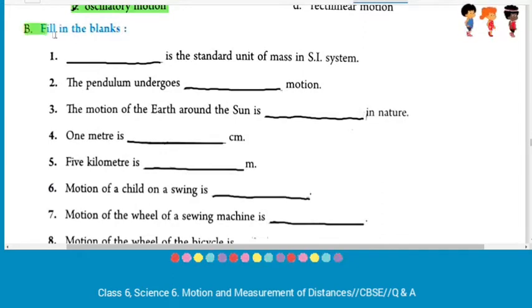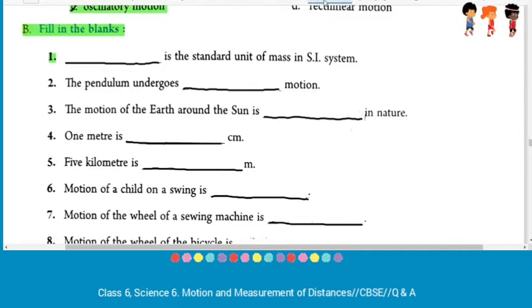Section B, fill in the blanks. First one, the dash is the standard unit of mass in SI system. Kilogram is the standard unit of mass in SI system. Kilogram is the answer. Second one, the pendulum undergoes dash motion. Pendulum undergoes oscillatory motion.